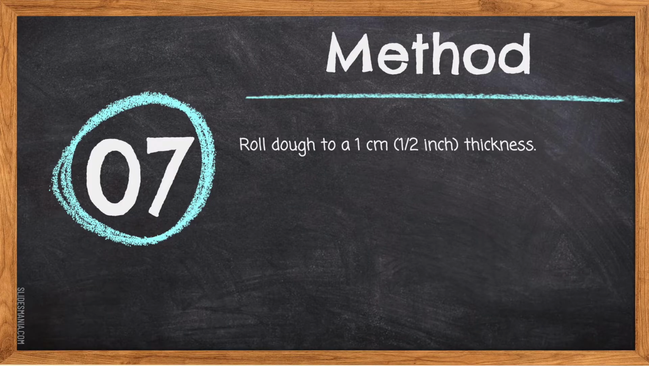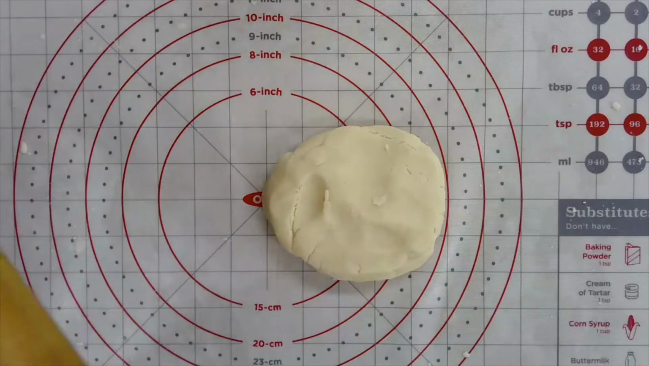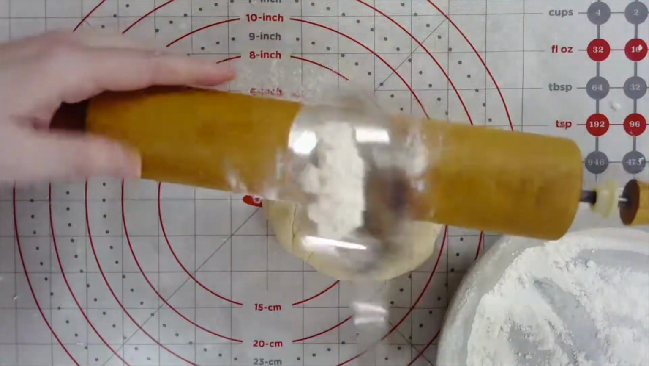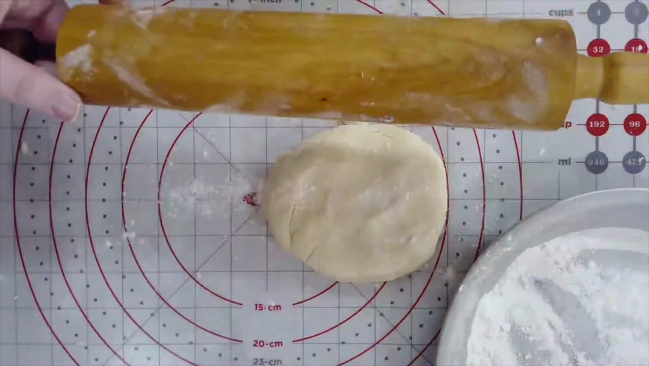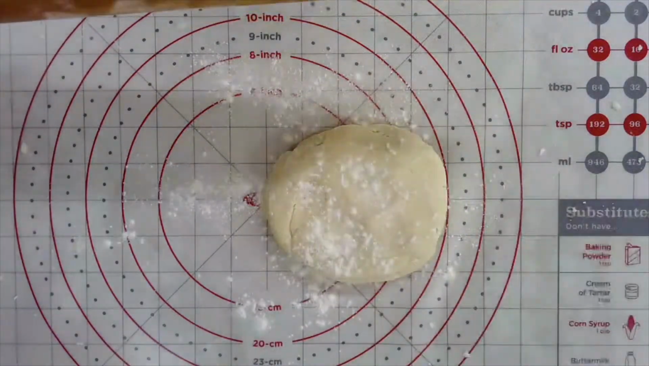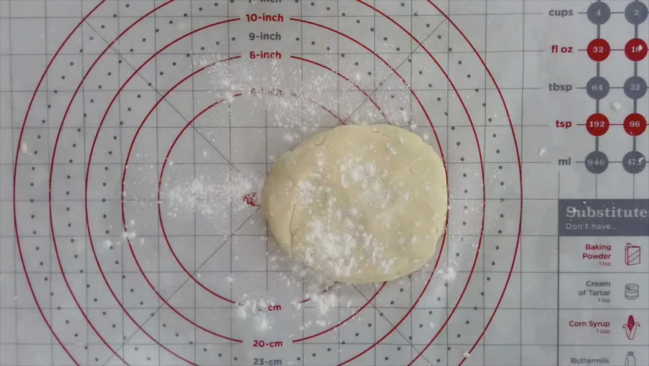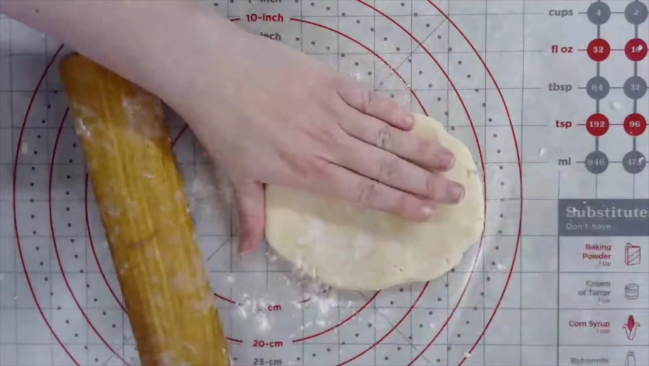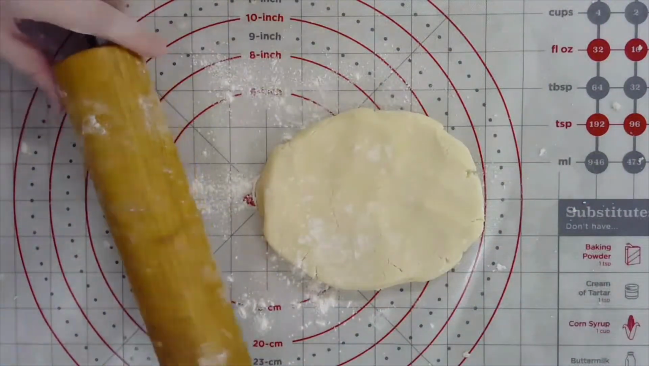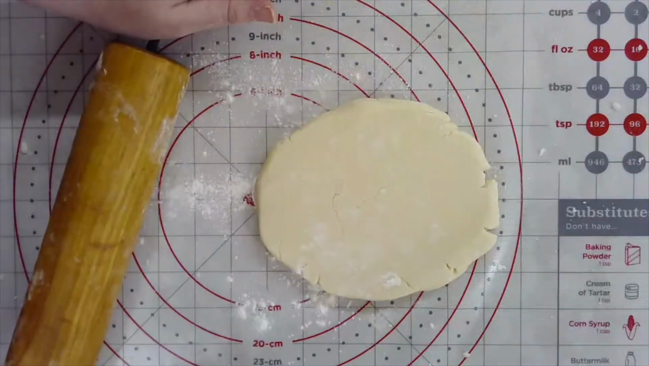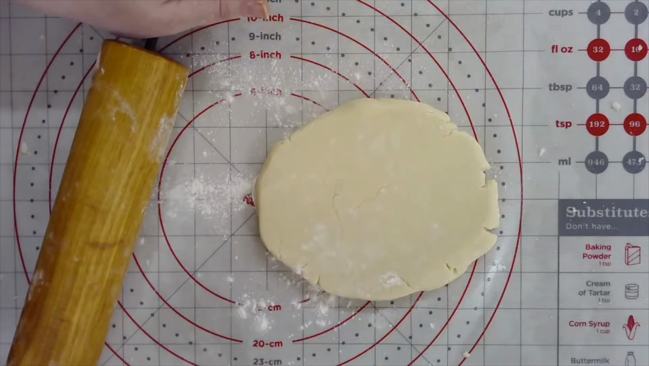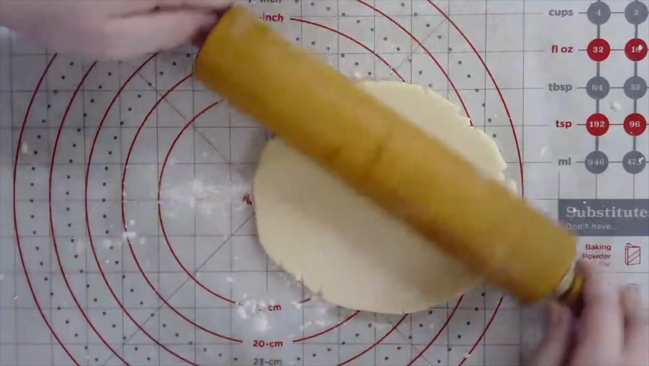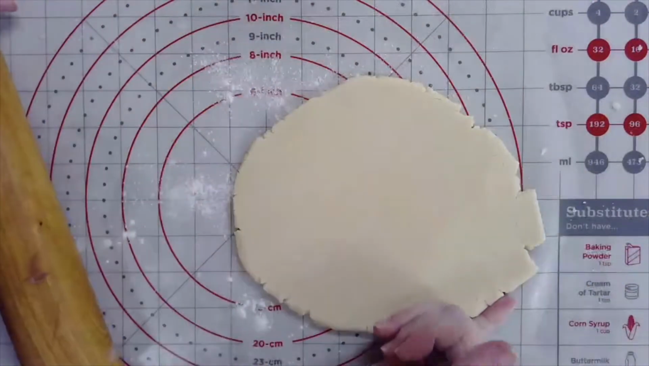Step 7. Roll dough to a 1 centimeter or 1/2 inch thickness. At this stage, if you're finding your dough is too sticky, you can always put it into the fridge to help chill and firm up the butter before rolling. But if your dough is a nice texture, you can start rolling on either a lightly floured countertop or a pastry mat. You need to make sure you flour your rolling pin. The dough will start to wrap and stick around the rolling pin, and we do not want that to happen.